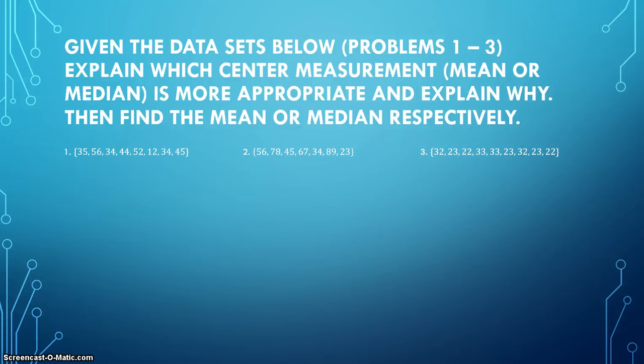Alright, sorry, I had to make a quick correction. Okay, so there we go. I'm going to repeat that. Given the data sets below, explain which center measure is more appropriate and explain why. Then find the mean or median respectively. So what I want you to do, on a separate piece of paper, is your work: figure out which one's more appropriate, explain why, and then find it. Once you have those 3 things for these 3 problems, I want you to come back to the video and we're going to review it all together. So go ahead and pause the video now.